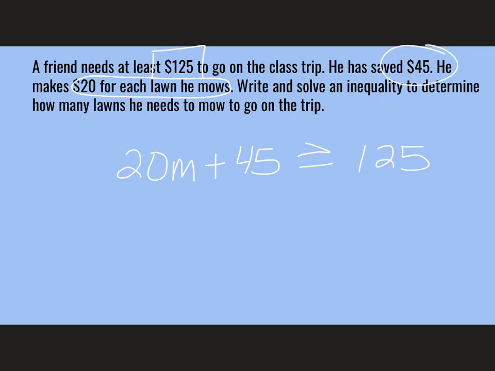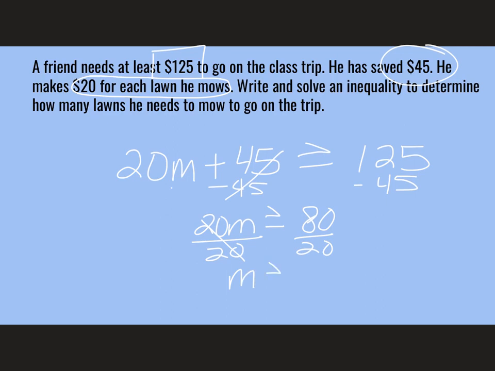I'm actually going to go ahead and solve this one just because it's a little more user-friendly here. So to solve for M, I'm going to subtract 45 on both sides, which leaves us with 20M is greater than or equal to 80. Dividing by 20 on each side, it looks like he needs to mow at least 4 lawns in order to reach his goal. Not too shabby, unless it's 105 degrees outside like during the summer.